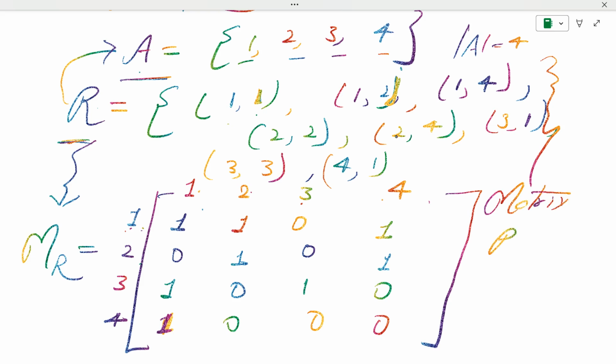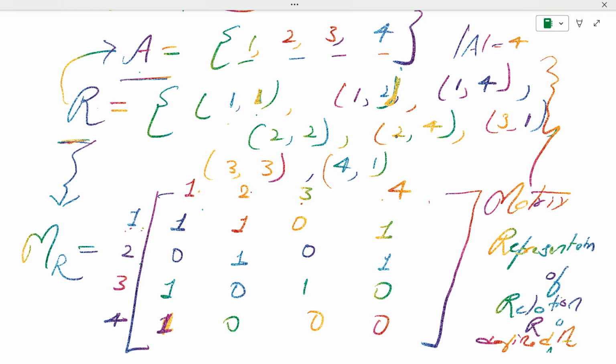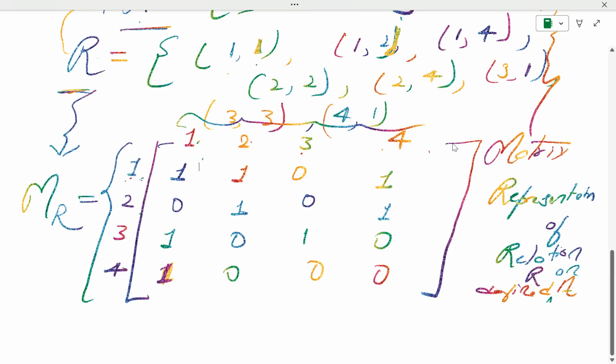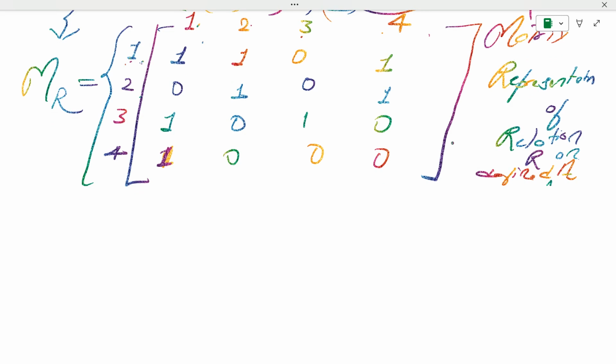So this is the matrix representation of relation R defined on A, where each element of A is denoted by the vertices, and there is a directed edge from vertex i to vertex j if (i, j) is present in R. So this is just as simple as this. This is the matrix representation, and let's see the digraph representation.